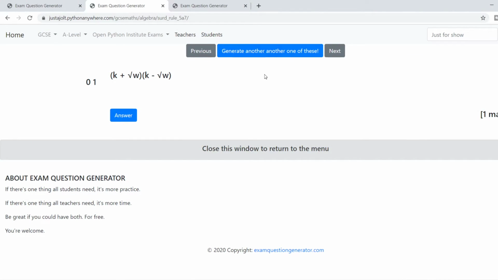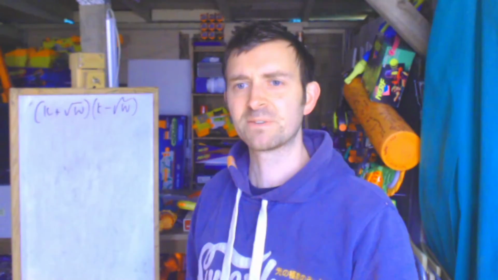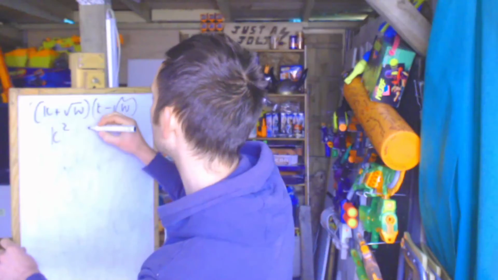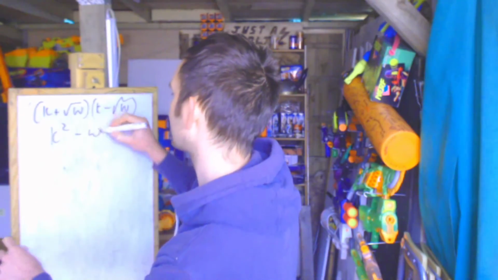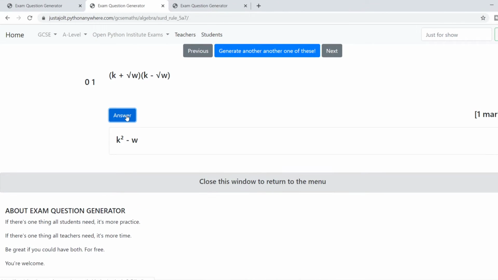So let's get another one of these up. So we've got k plus root w, and then we've got k minus root w. There we go. It's all on the board there. And so now, without even doing anything to this, I know what the answer is going to be. I know it's going to be k squared minus w. Let's go and check that answer. And the answer is indeed k squared minus w.